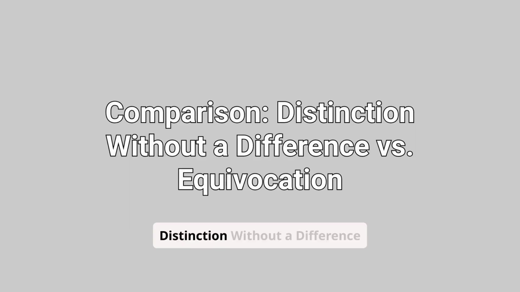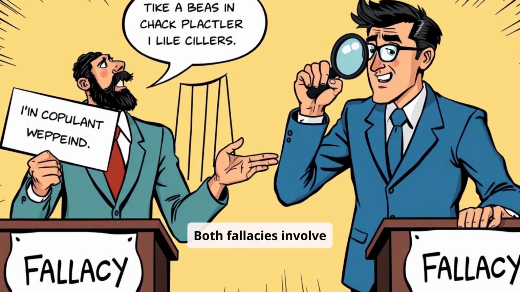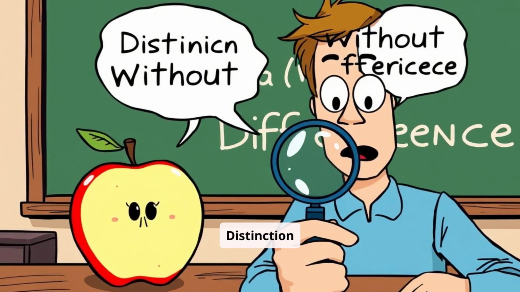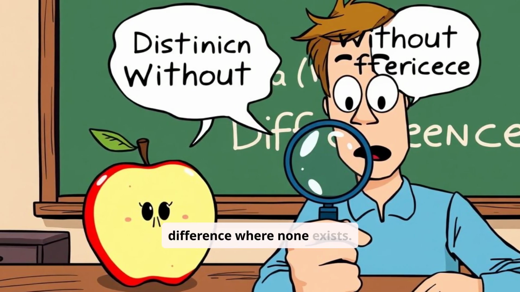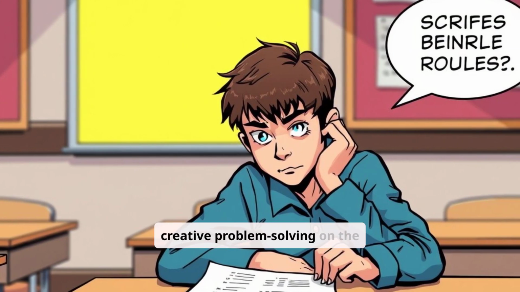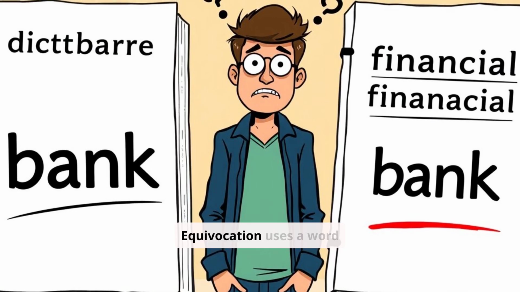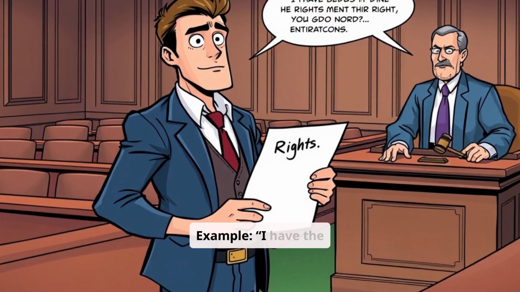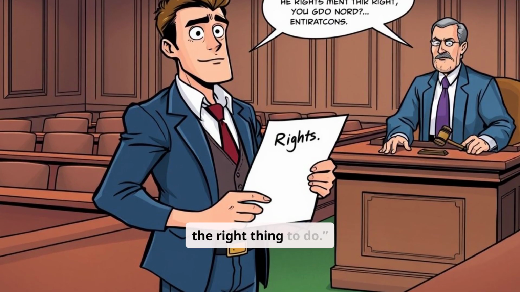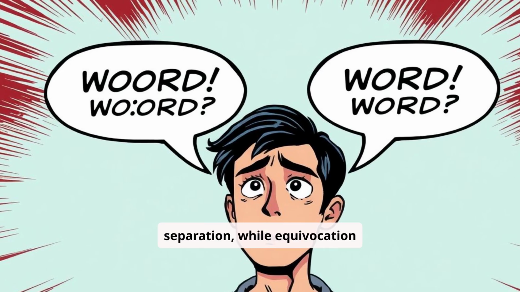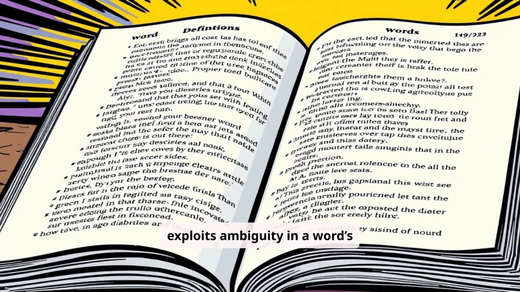Comparison: distinction without a difference versus equivocation. Both fallacies involve language manipulation, but they differ in how they operate. Distinction without a difference claims a difference where none exists. Example: I didn't cheat, I just used creative problem solving on the test. Equivocation uses a word with multiple meanings to confuse the argument. Example: I have the right to do this, so it must be the right thing to do. The distinction fallacy falsely creates a separation, while equivocation exploits ambiguity in a word's meaning.